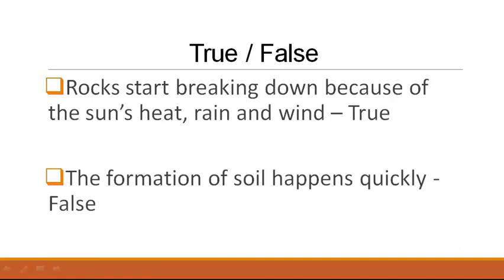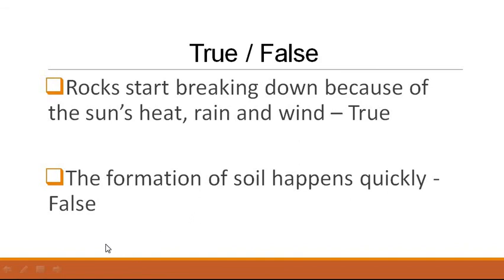Okay, let us move on to the true and false. The first one is rocks start breaking down because of the sun's heat, rain and wind. So the answer is true. Because of these three, the rocks start breaking down, correct? Because these three are very much powerful: sunlight, rain and the wind. You know, a wind can even blow the house also. Sometimes if a cyclone takes place, even the house vanishes from the place it is. It is destroyed totally. So the wind, rain, sun's heat, these three are very much powerful. They can even break the hardest rocks.